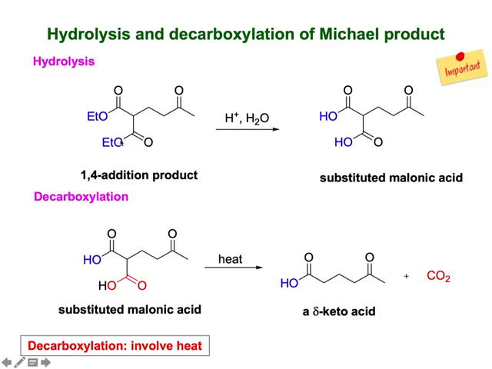Okay, hydrolysis means we want to remove the OR to become the carboxylic acid. Remove the ester to become carboxylic acid. Decarboxylation, we want to remove the carboxyl group to become the keto acid. Okay, decarboxylation reaction involves heat. Hydrolysis means we want to remove the ester to form the carboxylic acid, and decarboxylation means we want to remove the carboxyl group here to form the keto acid.